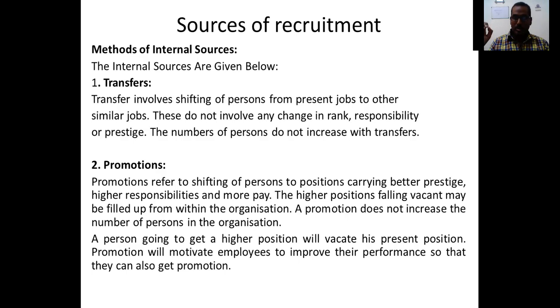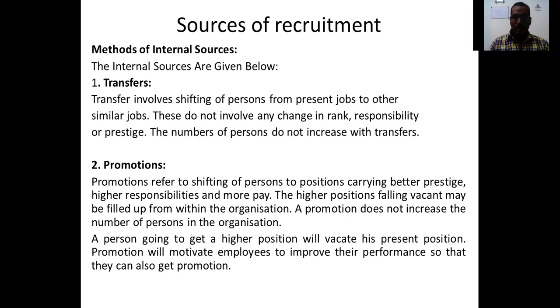The higher position falling vacant may be filled up from within the organization. So whenever any vacancy arises for a higher position, it may be filled by a staff member within the organization who is capable and has the potential to be in that post. A promotion does not increase the number of persons in the organization. A person going to a higher position will vacate his present position.